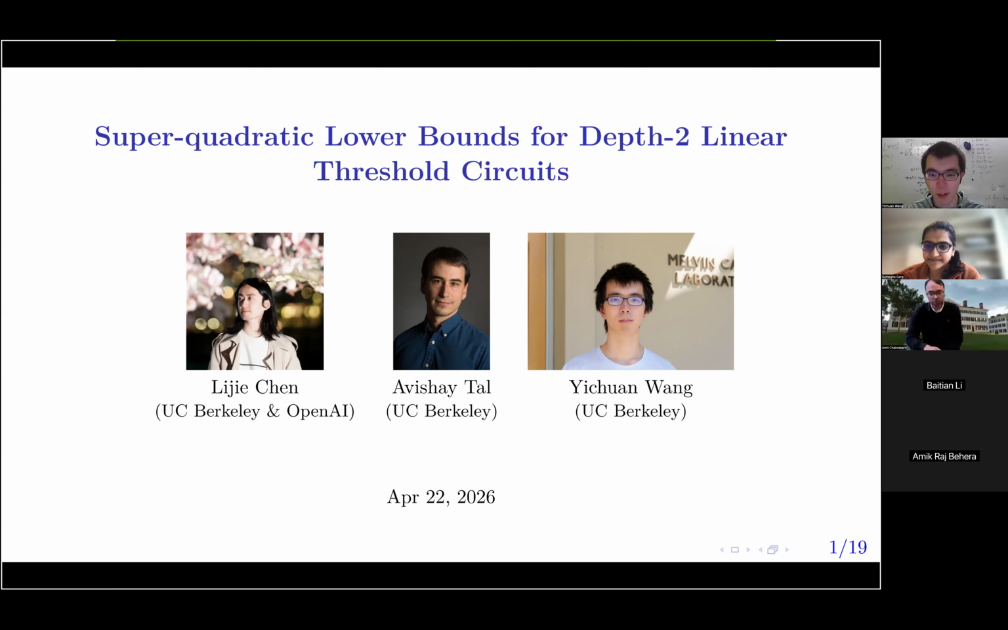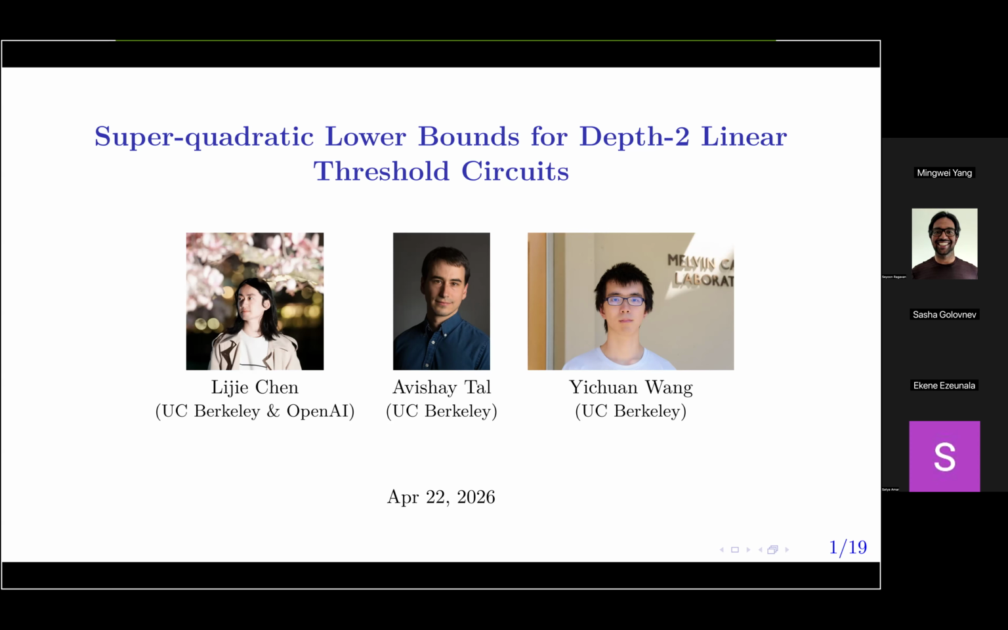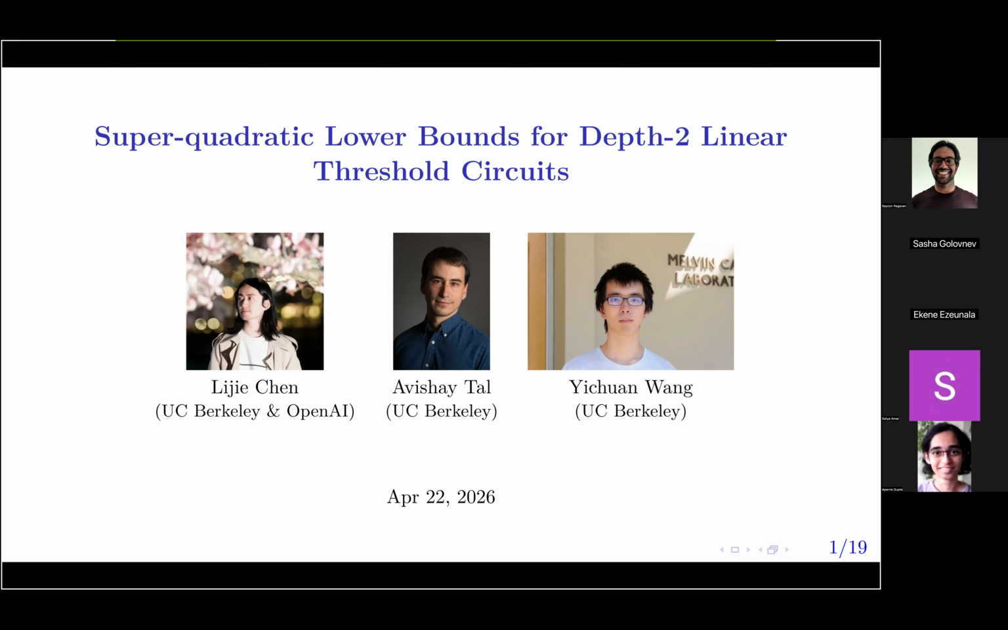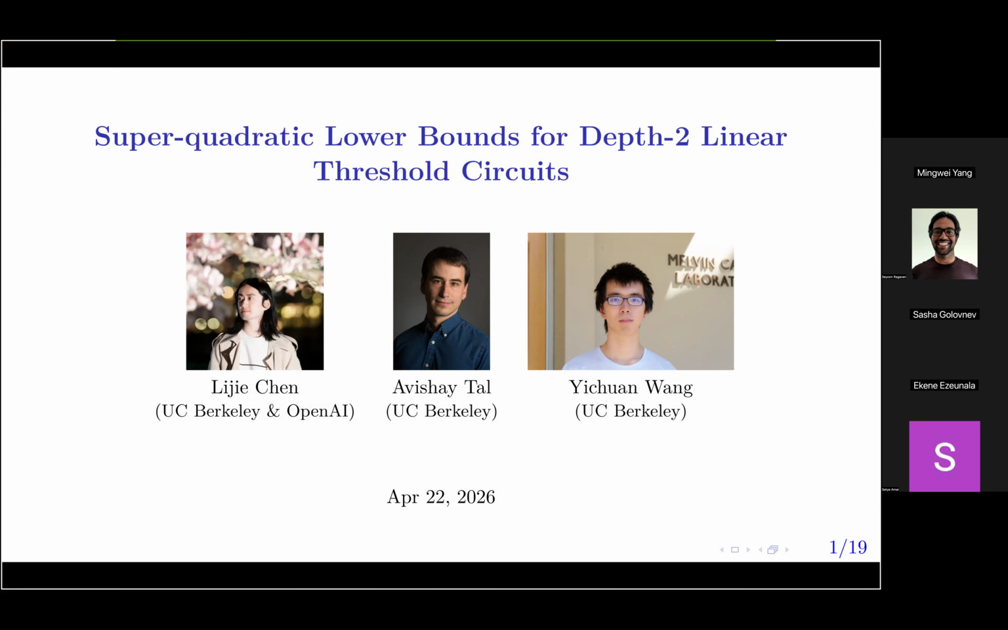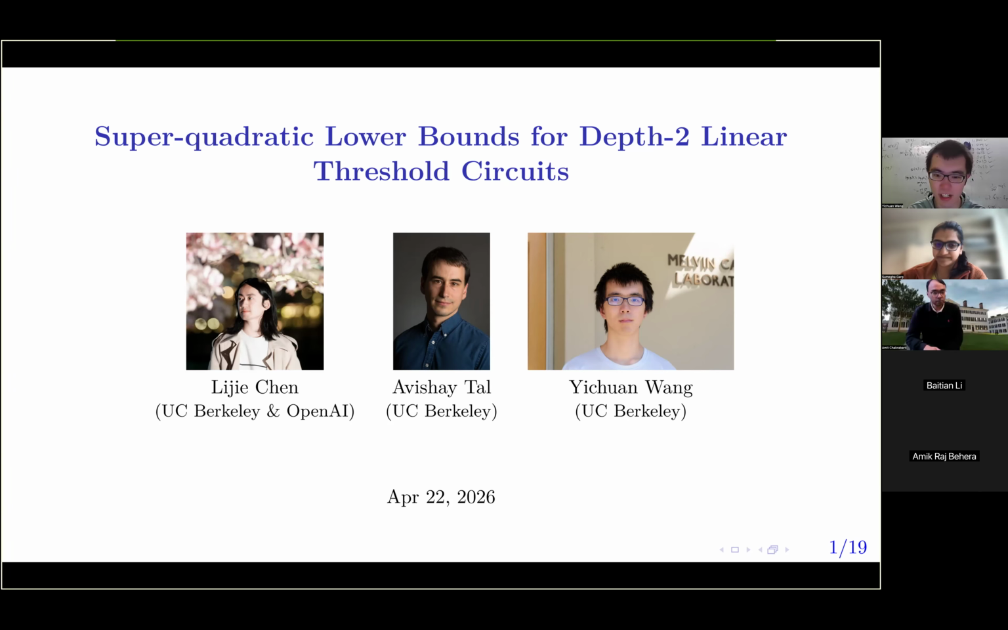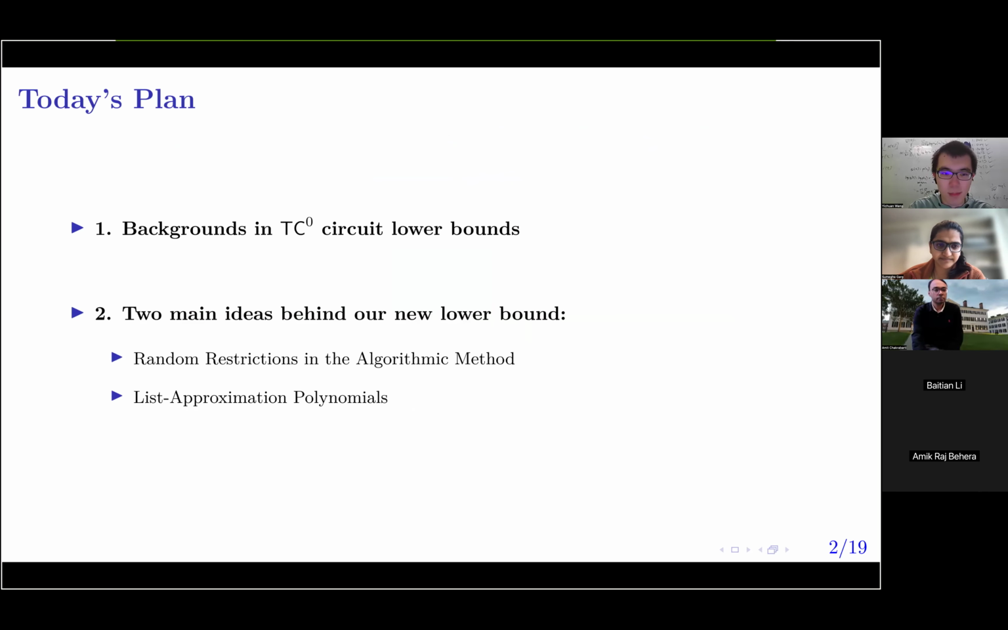Okay, so hi everyone, I'm Yichuan, and today I'm going to present our work on super-quadratic circuit lower bounds. This is joint work with DJ and Avishai. So this is today's plan. We will first talk about some history and the background in TC0 circuit lower bounds, and then I will present some of the most important ideas behind our new proof.